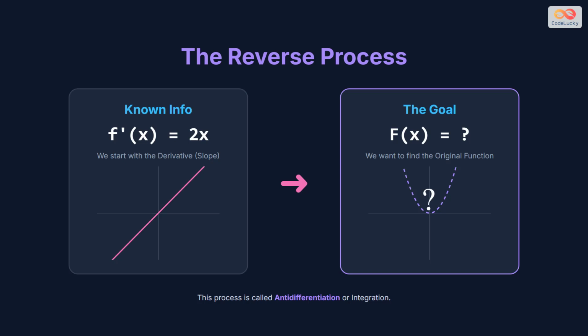Now imagine we want to go backwards. Suppose we already know the slope, which is f prime of x equals 2x, and we want to find out what the original function, big F of x, was. This reverse process is called antidifferentiation or integration. We are asking the question, what function has a derivative of 2x?